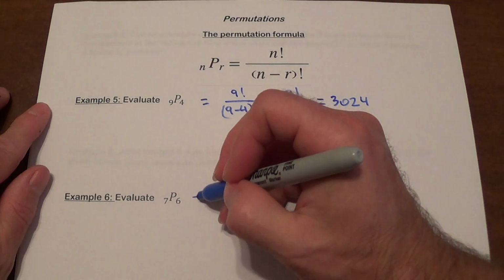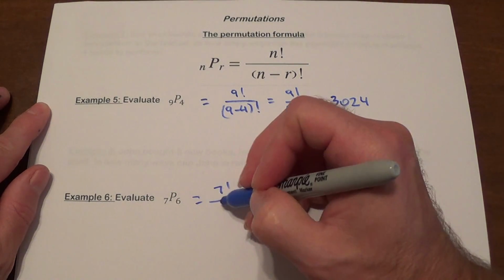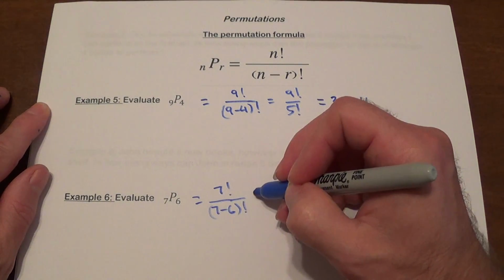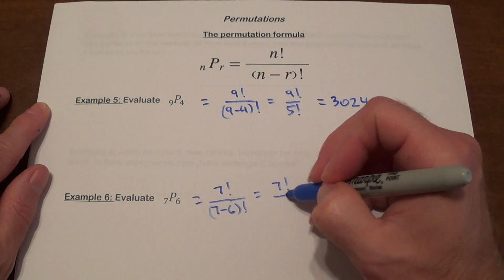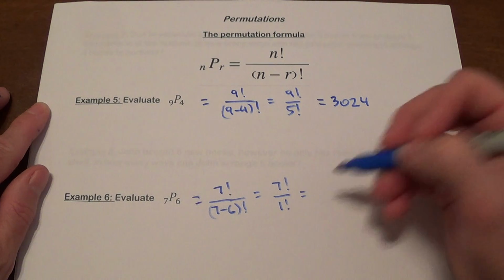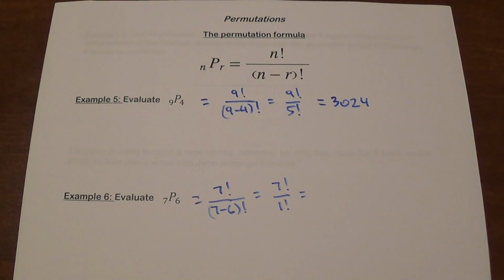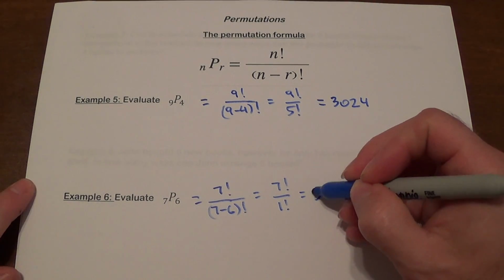7P6, which is going to be 7 factorial divided by (7 minus 6) factorial, which is going to be 7 factorial divided by 1 factorial, which is 7 factorial. And 7 factorial is going to be, let me check this math really quick, 7 factorial is 5040. So this equals 5040.